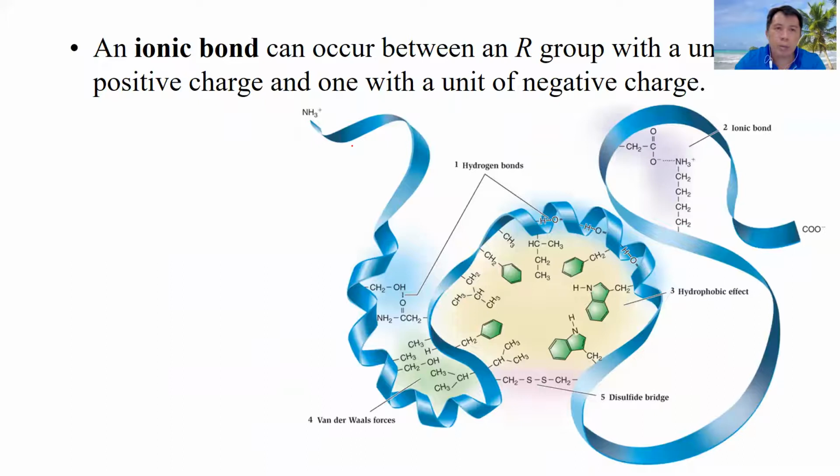Ionic bonds can also occur between R groups, between a unit of positive charge and one with a unit of negative charge. The R groups of amino acids that have positive and negative charges belong to the basic and acidic amino acids. So from here, this one is the ionic bond. This is a positive charge, and this one has a negative charge. Actually you cannot use a dotted line, because a dotted line is for hydrogen bonds. You just draw them closely to show the ionic bond.